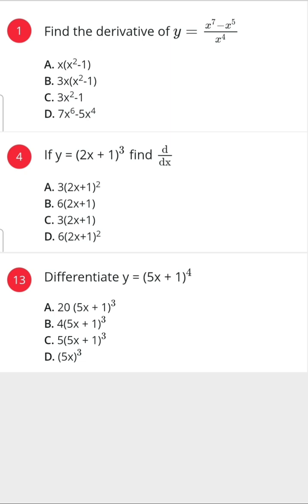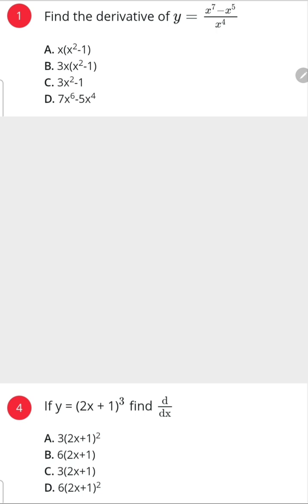I'm going to be solving some selected questions under differential calculus for you. These questions are JAM questions, specifically for those students that are writing JAM UTME 2026. So, let's start with the solutions.